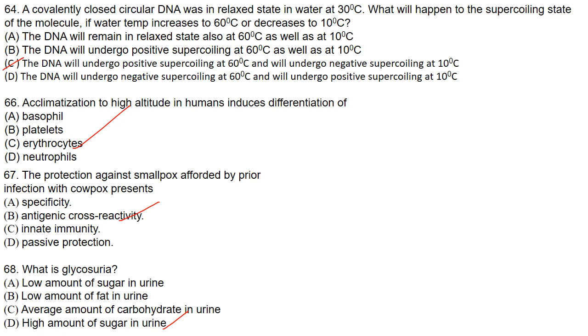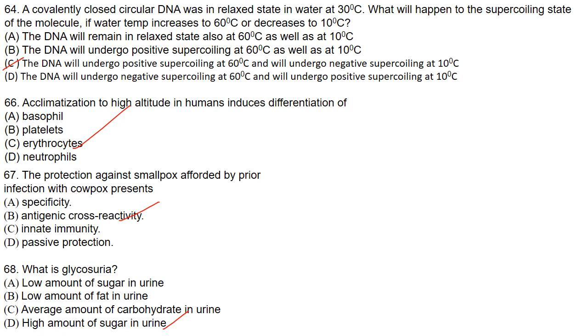What will happen to the supercoiling state of the molecule if water temperature increases to 60 degrees Celsius or decreases to 10 degrees Celsius? So increasing temperature enhances DNA flexibility, leading to more compact folding of the double-stranded DNA chain. That is what happens on increasing temperature. So the DNA will undergo positive supercoiling at 60 degrees Celsius and will undergo negative supercoiling at 10 degrees Celsius. So the answer here is option C.